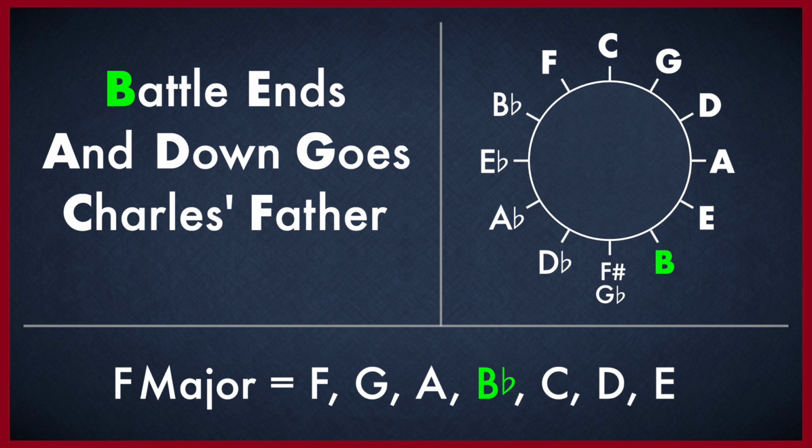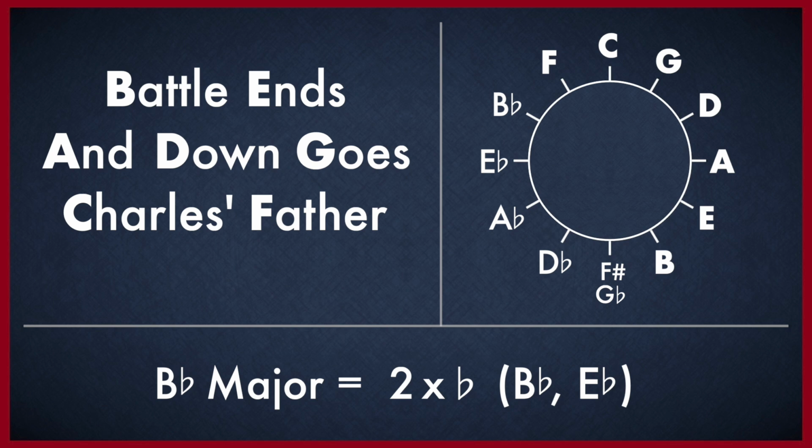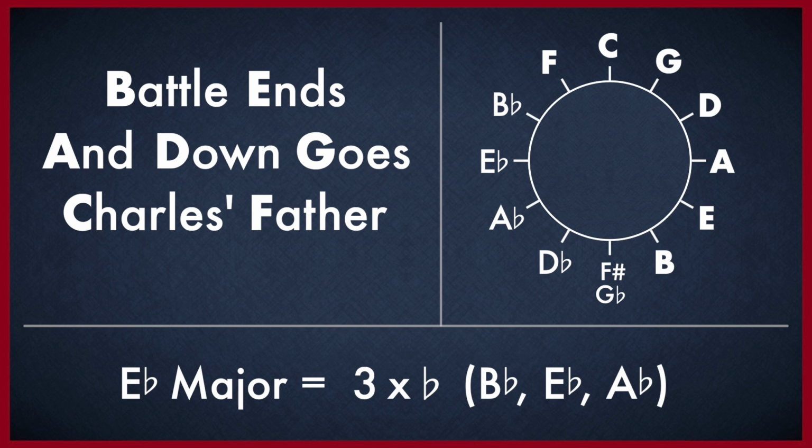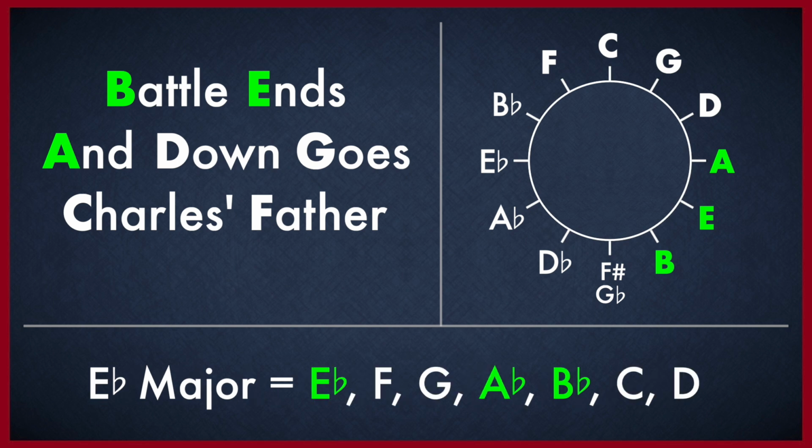The next key would be B flat, which contains two flats, B and E for battle ends. So B flat major contains B flat, C, D, E flat, F, G and A. The next key would be E flat, which contains three flats, B, E and A for battle ends and. So E flat major contains E flat, F, G, A flat, B flat, C and D and so on.